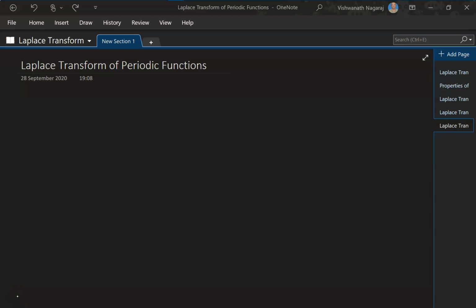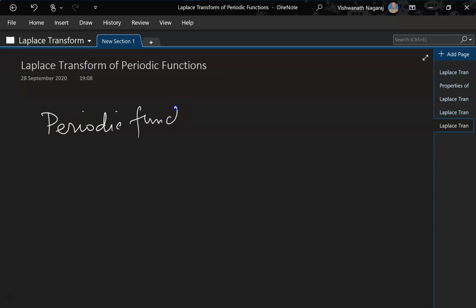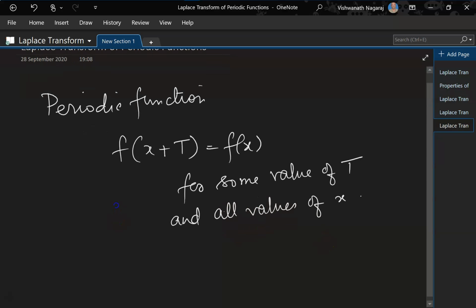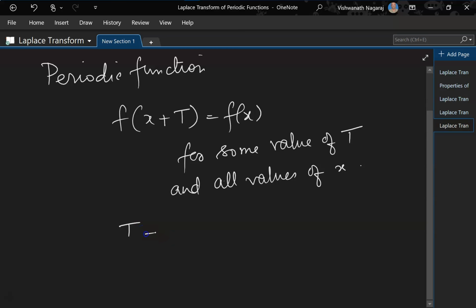Laplace transform of periodic functions. We know what a periodic function is. We show it as f of x plus capital T is equal to f of x for some value of T and all values of x. Here T is called the period of the function.